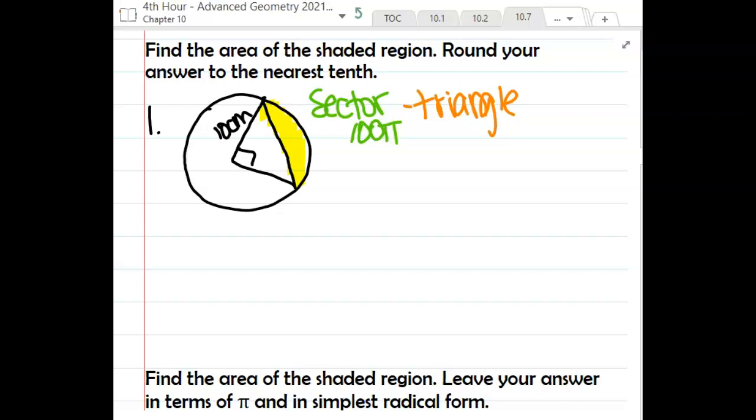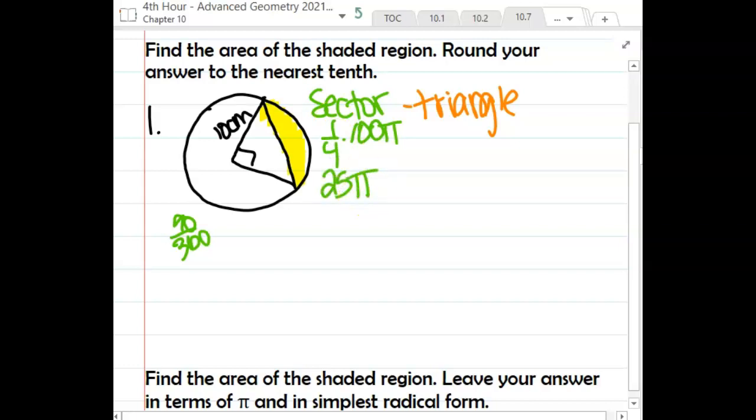I don't want the whole circle. I just want that part of the circle, that sector right there. How much of the circle is that sector? 90 out of 360, or 1/4. So 1/4 of 100 pi would be 25 pi. Now remember though, that 25 pi is that entire sector. I don't want the triangle. So next we're going to find the area of the triangle.